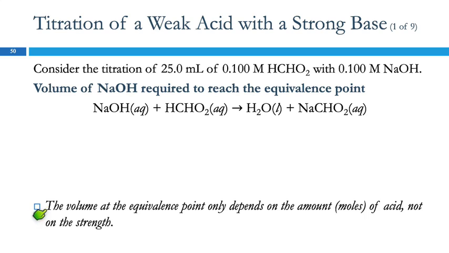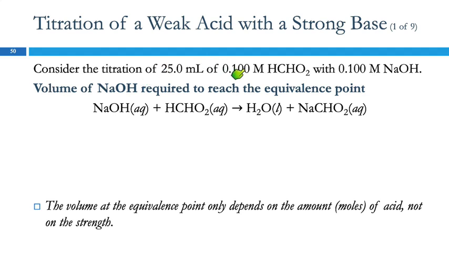So here we have an important statement at the bottom. The volume at the equivalence point depends only on the amount, the moles of acid, not on the strength. So whether we're doing equivalence point volume for a strong acid or for a weak acid, the calculation is exactly the same. And this is the kind of calculation that we did in Chem 1A. So let's just run through this fairly quickly.